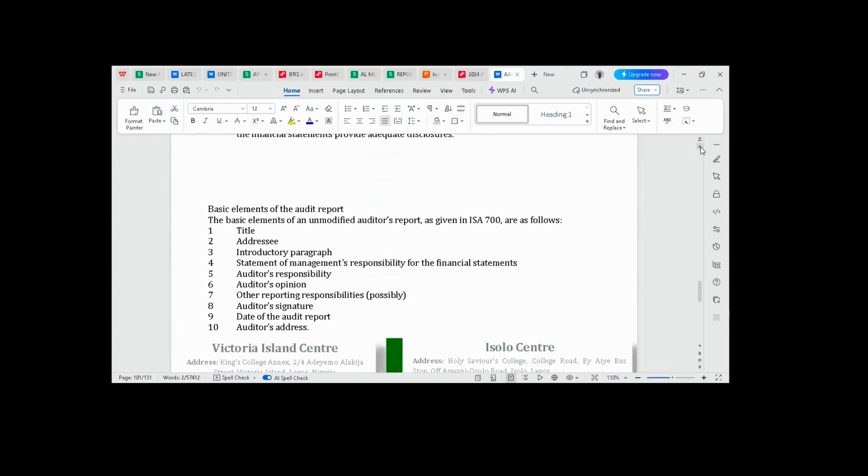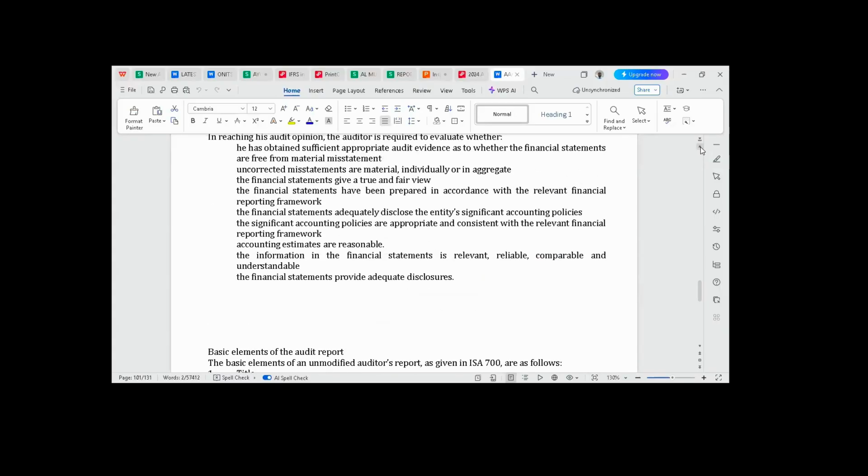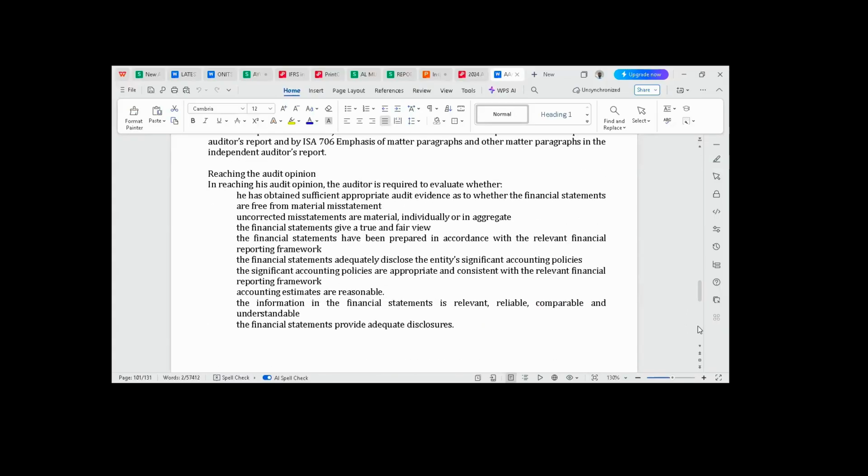Now, since you have that understanding of audit report, there are two types of audit report: unmodified and modified. The modified is further divided into three: qualified, disclaimer of opinion, and adverse opinion. And I said that the adverse opinion is the worst type of audit opinion. Anytime it is issued, you have to carry out the audit all over again. The next thing we want to look at now is the content of an audit report.